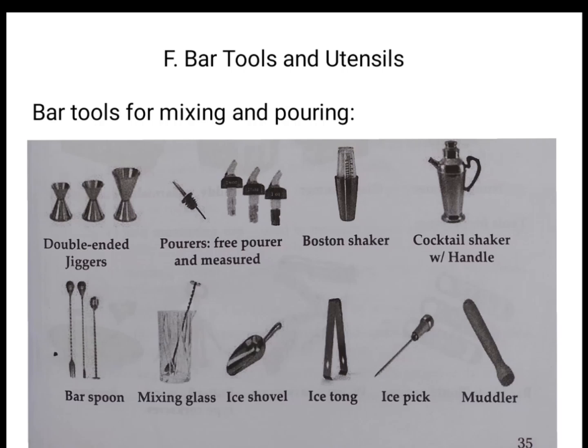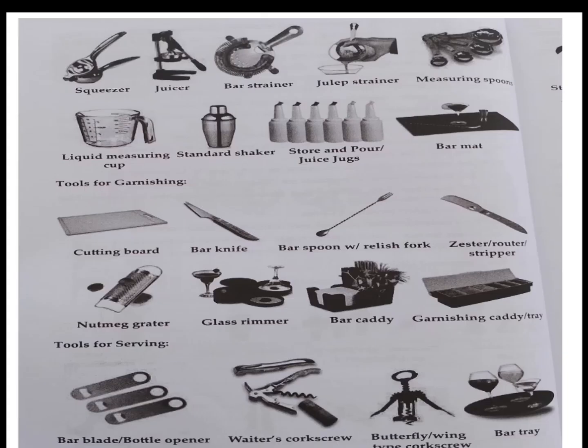So next is bar tools and utensils. Bar tools for mixing and pouring. So this is the double-ended jiggers, pourers, pre-pour and measured. Boston shaker, cocktail shaker with handle. Bar spoon, mixing glass. Ice cubes, ice tongs, ice pick, muddler. Squeezer, juicer, bar strainer, julep strainer, measuring spoon, liquid measuring cup, standard shaker, store and pour, juice jug, bar mat.